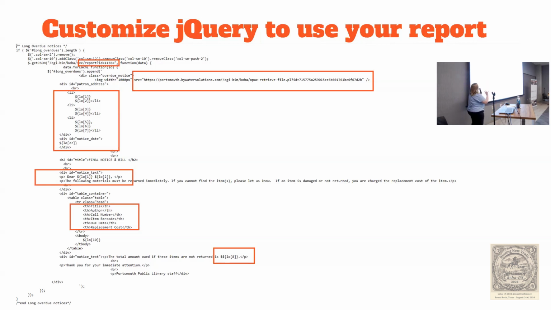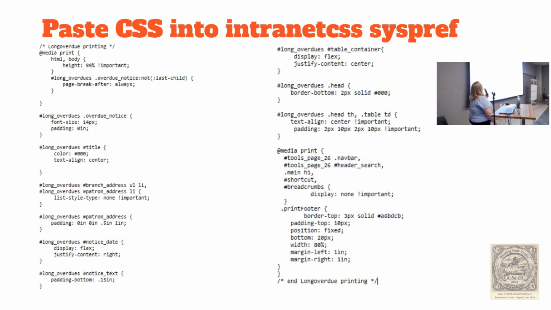You may also, if you usually put different things in the title information area, have different headers. I'm only highlighting that because it's possible you might do it in a different order and end up with some funky columns until you fix it. Okay. Then you paste the CSS into the intranet CSS syspref, which now I know you put in the page.